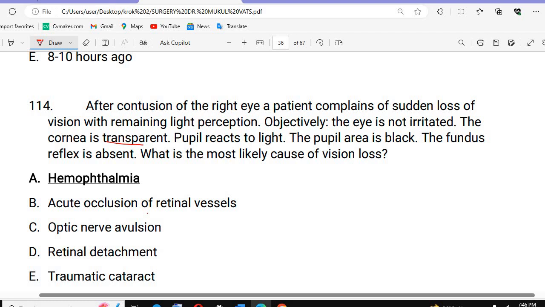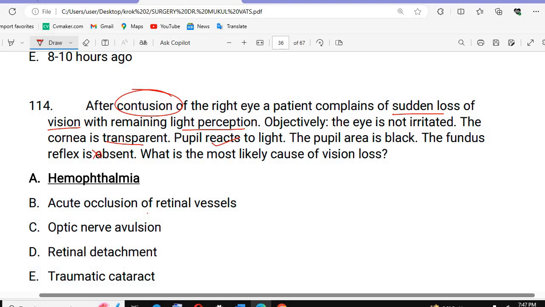So what we have seen is that there is a contusion. If there is a contusion, the patient will have some blood loss. After the contusion there is sudden loss of vision with remaining light perception, and the eye is not irritated, the cornea is transparent, meaning there is no problem with the cornea and the corneal blood supply is intact. The pupil reacts to light, the pupil area is black, everything is okay till here, but the fundal reflex is absent.